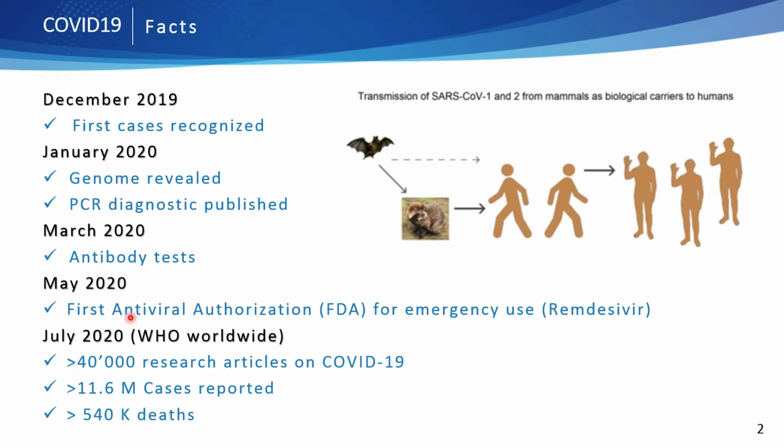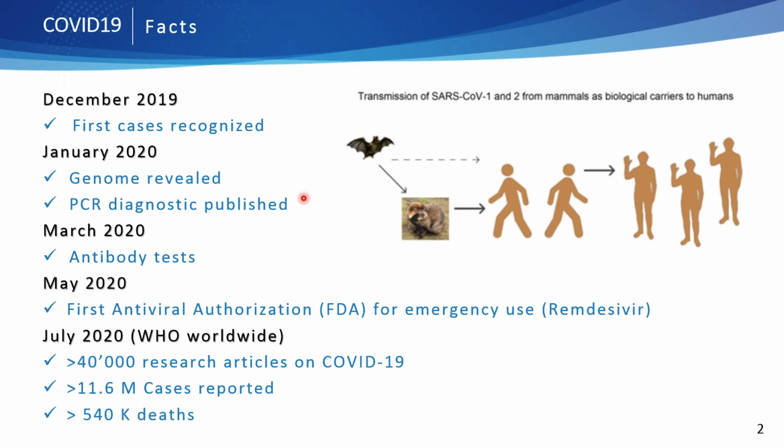We have to recognize that it's really a young disease in terms of research, because the first cases were recognized only in December 2019 in China. And since then, a lot has been done in terms of research. For example, already in January 2020, only 1 month after the first cases, the genome was revealed and published. And the same month, the first PCR diagnostic was also published.